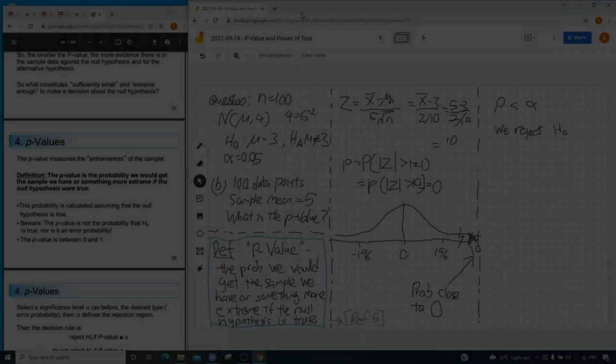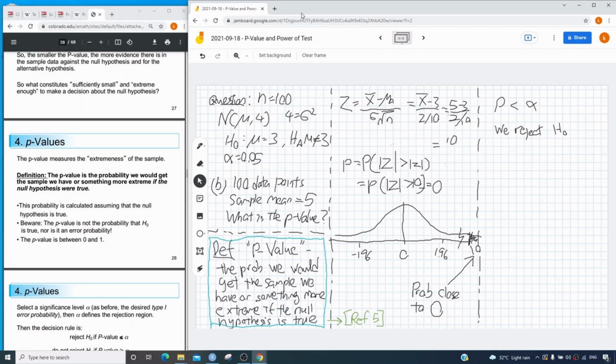Okay, now we're looking at part B. It says that we have 100 data points, and the sample mean for the data points is 5. Just now our H0, or null hypothesis, is that mu equals 3. But now out of the sample that we get, the mean of the 100 data points is 5. And the question is asking, what is the p-value?